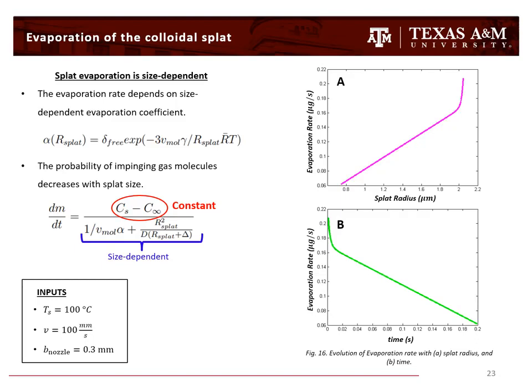And this is because, as I had mentioned previously, not only is evaporation controlled by the concentration difference and the temperature, but also by the size of the splat. And it's a very well documented phenomenon that happens when you are dealing with evaporation of very small droplets.